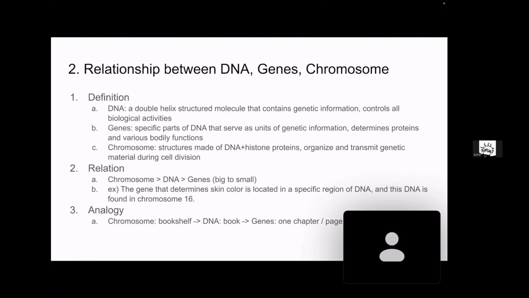We can understand these relationships with an analogy: chromosomes can be a bookshelf, DNA can be a book inside that bookshelf, and the genes can be one chapter or page inside that book.